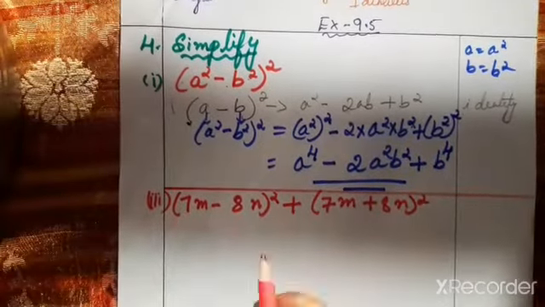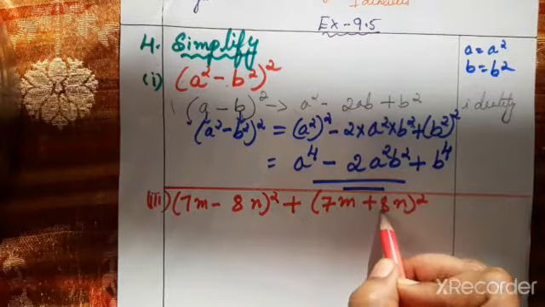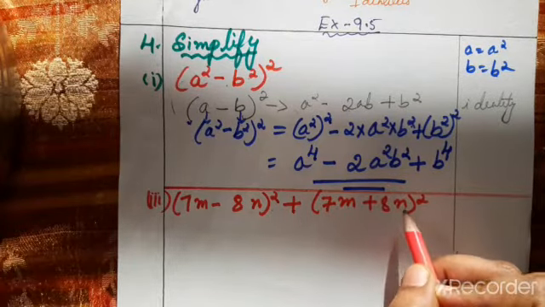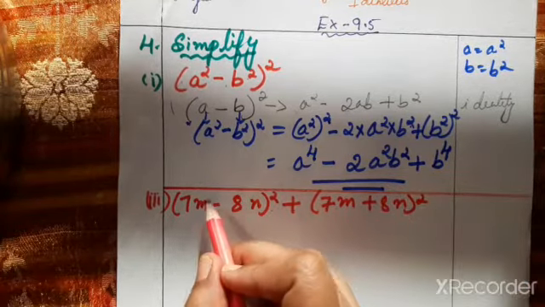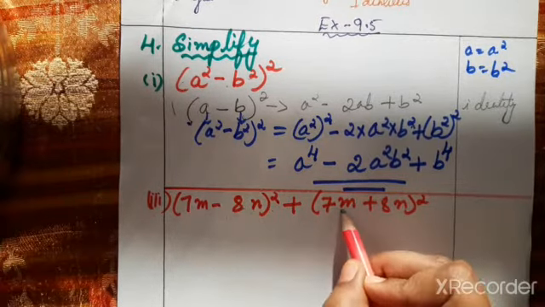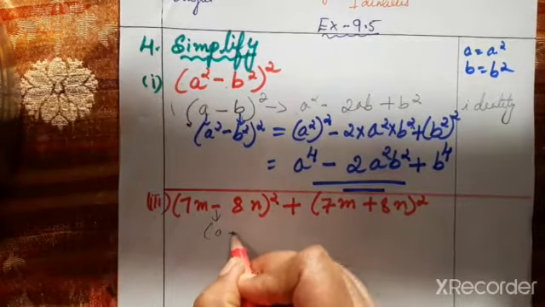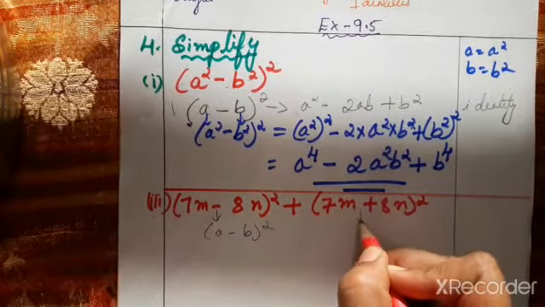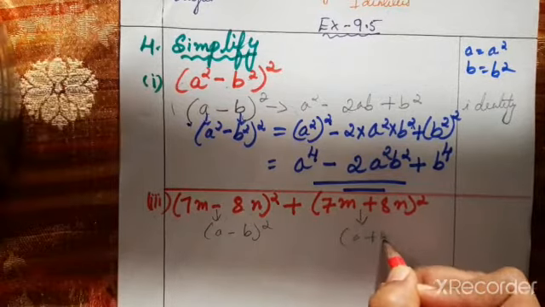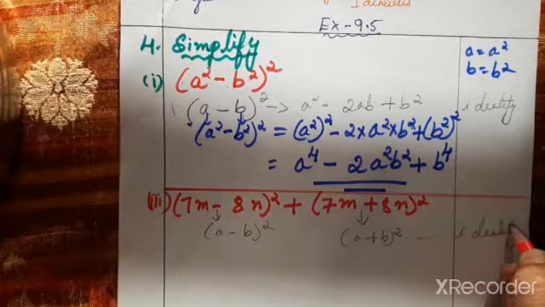Now the next question is the third question: (7m − 8n)² + (7m + 8n)². By using identities we have to solve the sum. Here we can use the (a − b)² identity, and here we are using the (a + b)² identity.